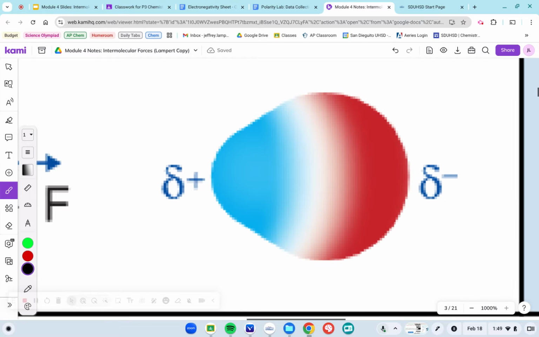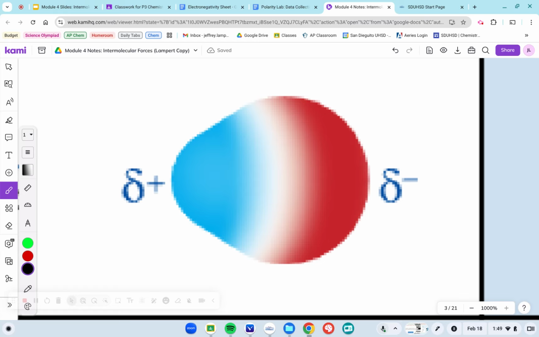All right, now we can also represent that here, right? We're showing that there's more negative charge over here and less negative charge over here, right? There's less electrons on this side, more on this side. All right, questions so far?